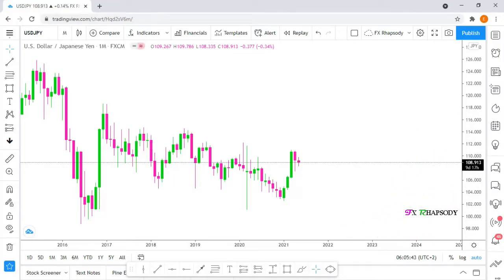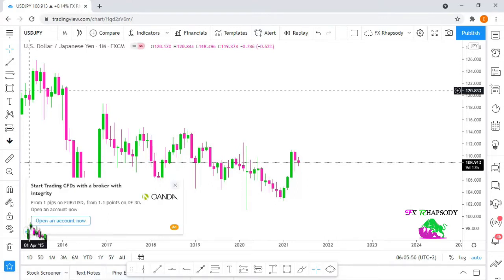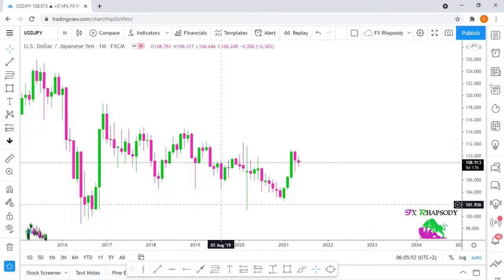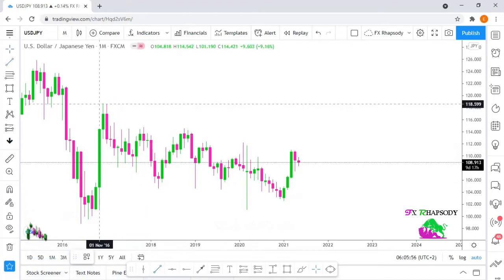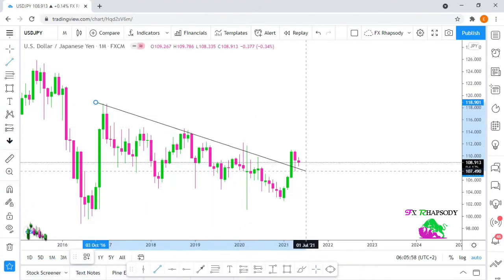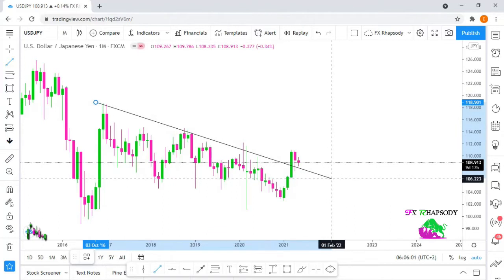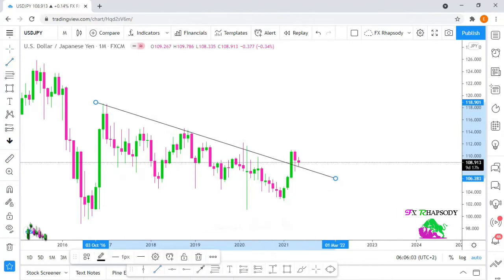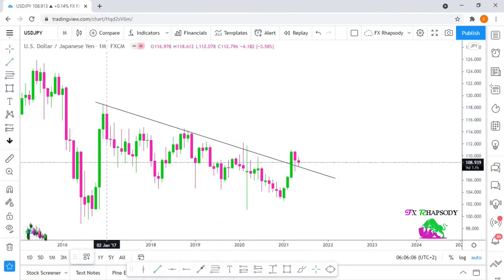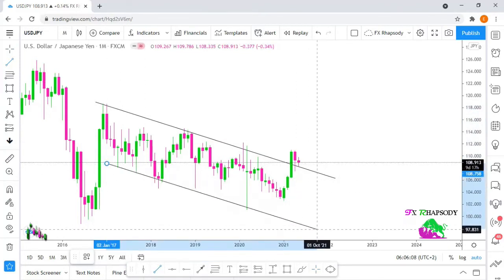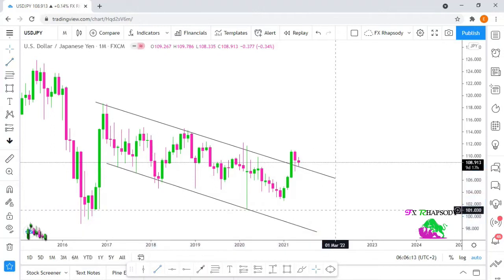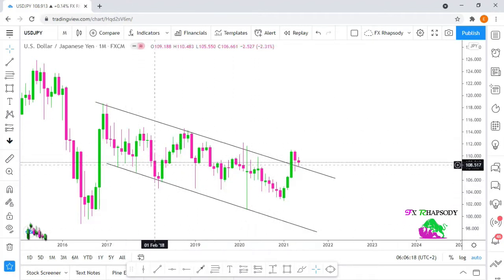Today we're going to be looking at the United States dollar, Japanese yen, also known as UJ. On a monthly time frame, we can see that UJ has broken the trend line zone that it was trading in. Let's just draw these zones. Here we go.